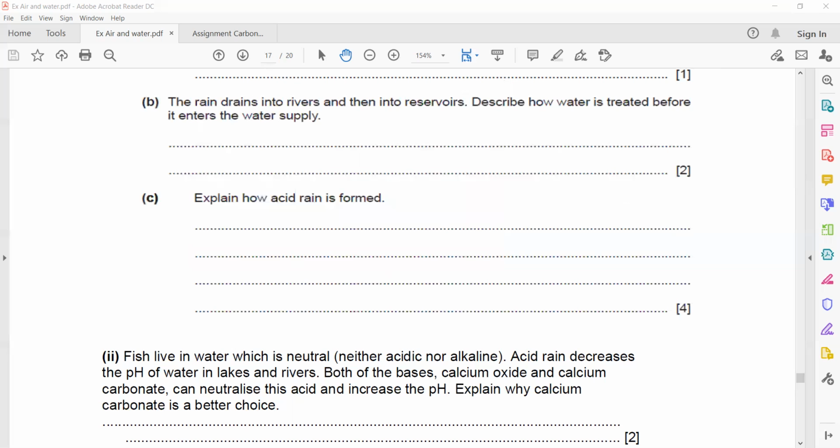Is it clear? So when you write the answer, you will mention that calcium oxide is soluble, so if we use too much it will make the water alkaline, but calcium carbonate is insoluble. So when all the acid is used up, excess calcium carbonate will not react or dissolve in water, so the water will remain neutral.